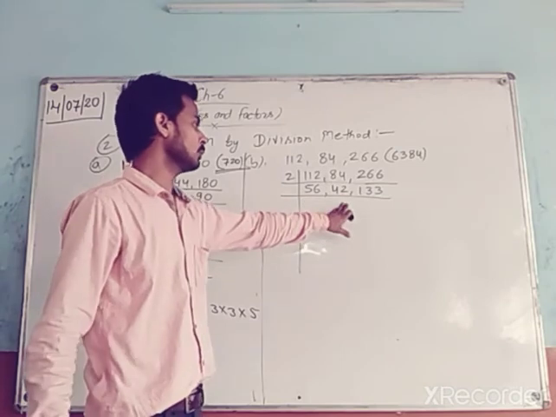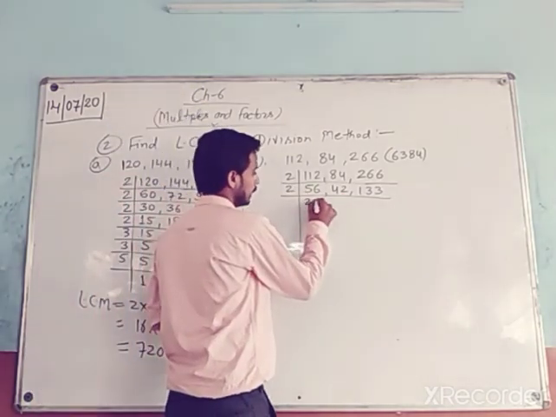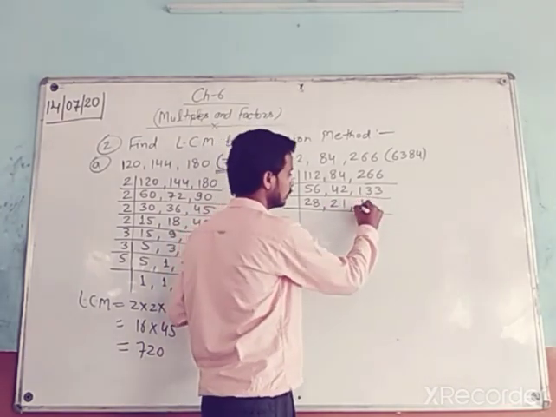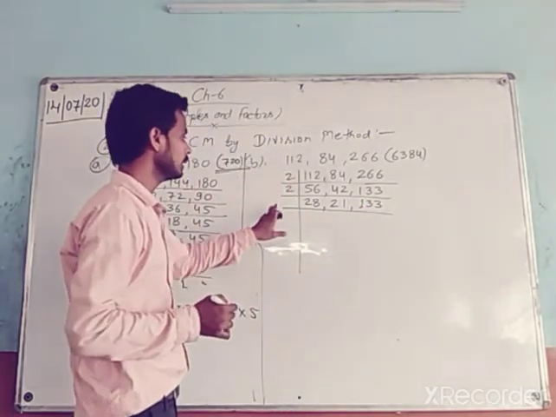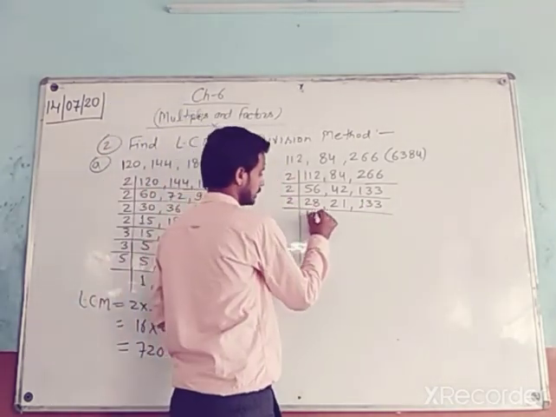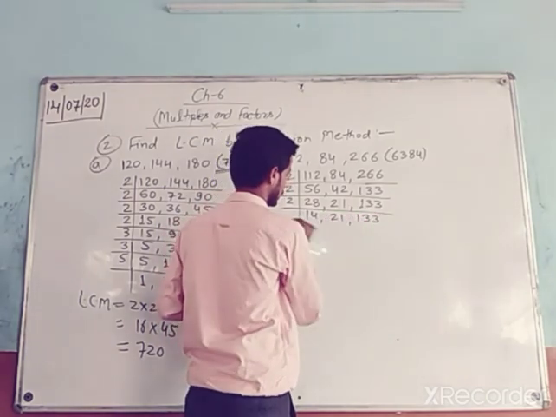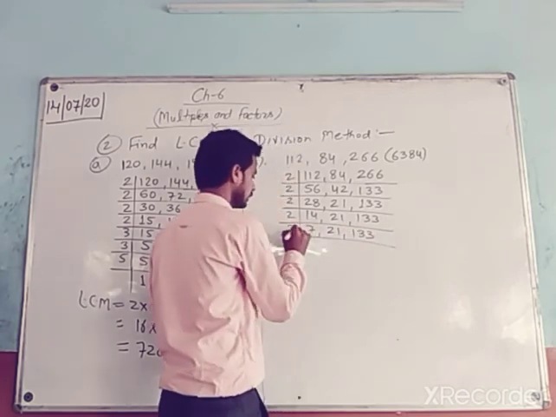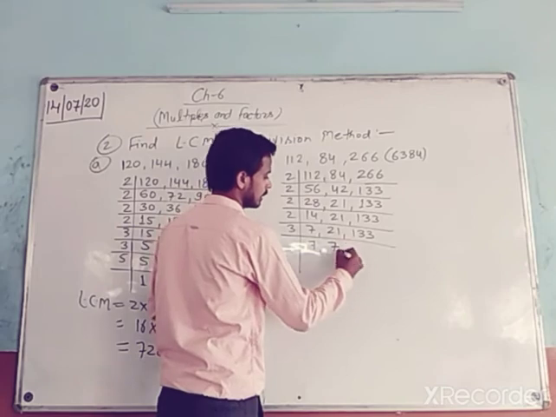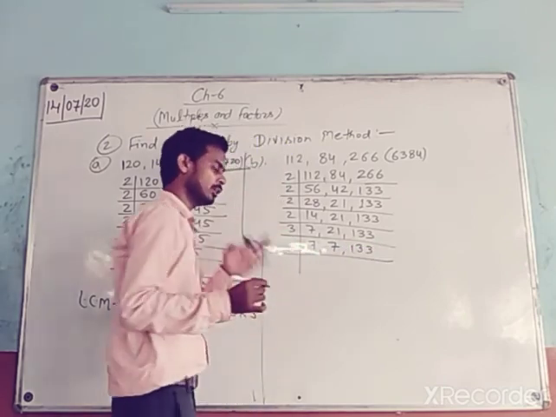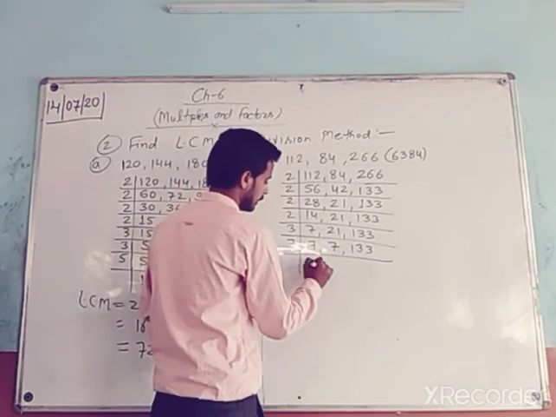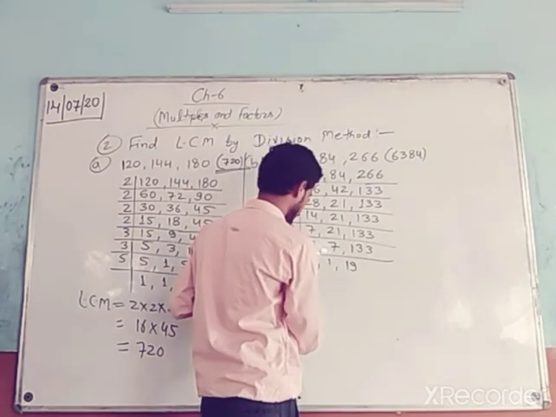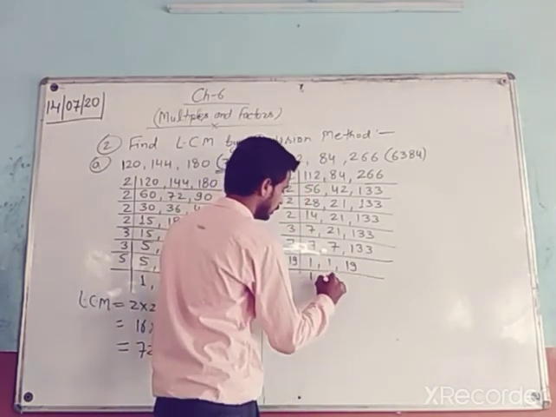Now 56 and 42 both are divided by 2. So 2 28s are 56. 2 2s are 4, 2 1s are 2. 133 is not divided by 2, so write it as it is, 133. 28 is divided by 2, so 2 14s are 28, 21 as it is, 133 as it is. Now 2 7s are 14, 21, 133. Now 3 7s are 21, 133 is not divided by 3 also. Now 7 is 7, 7 is 7, and you know, when you divide 133 by 7, then you will get 19. Now by 19, 1, 1 and 1.